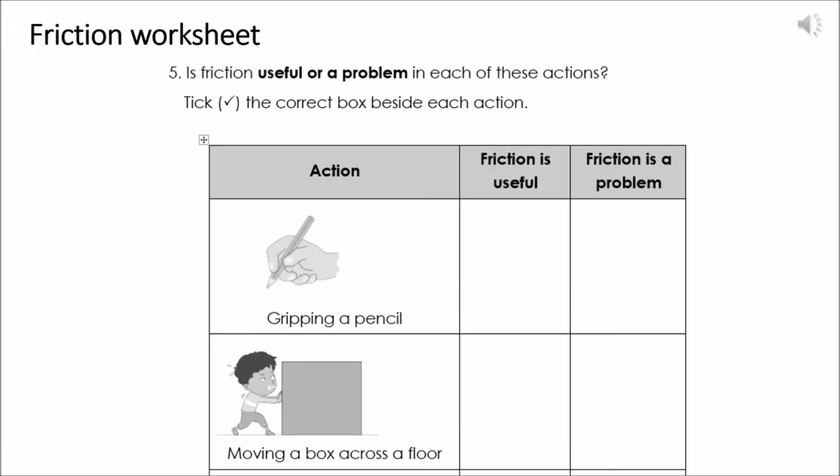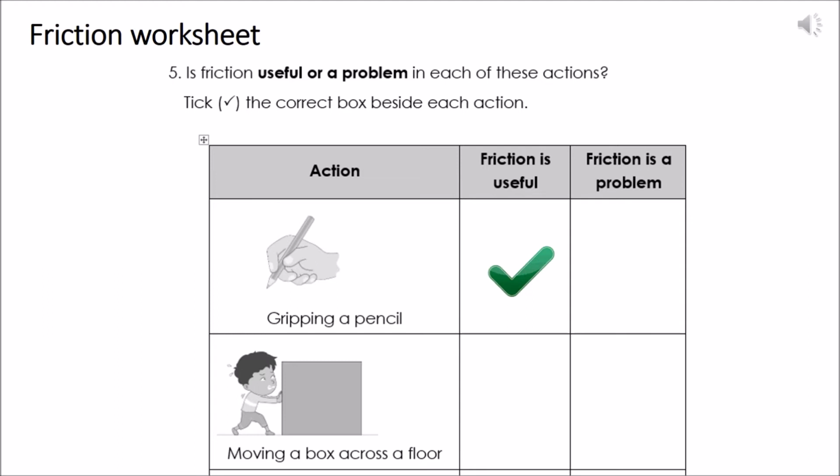On your friction worksheet, I want you to tick the correct box. Is friction useful or a problem? Let's do the first one together. Gripping a pencil. Friction is definitely useful. Otherwise, without friction, we wouldn't be able to hold it and the pencil would slip out of our hands. Continue on with number 2 by yourselves.